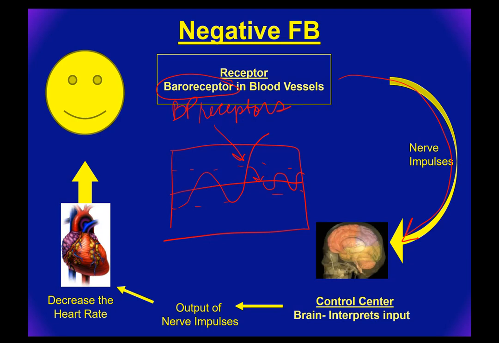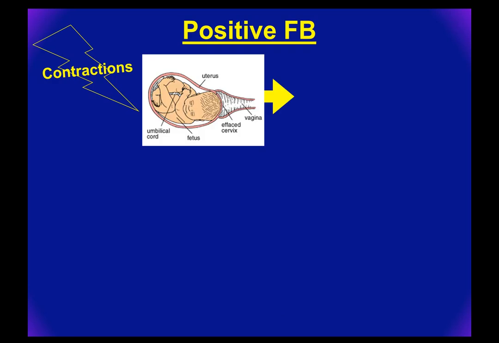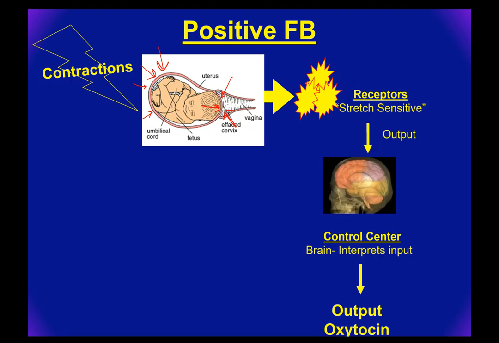So let's talk positive feedback. I'm going to give you one of the only examples I know that won't kill you. A woman is in labor and she's experiencing contractions. When the uterus contracts, it actually has the baby's head coming into contact with the cervix. That causes stretching of stretch receptors in the cervix, and they are exactly what they sound like. When you stretch them, they send a signal. The stretch receptors send a signal to the brain, the control center, and it goes, oh my gosh, I'm in labor. I better do something about this.